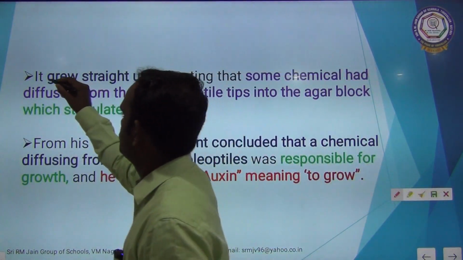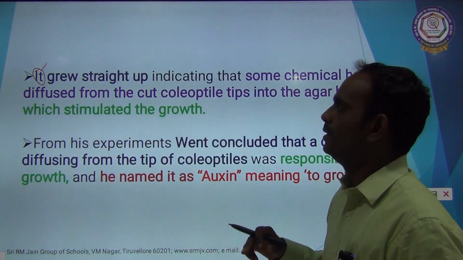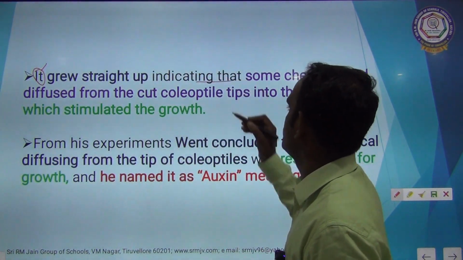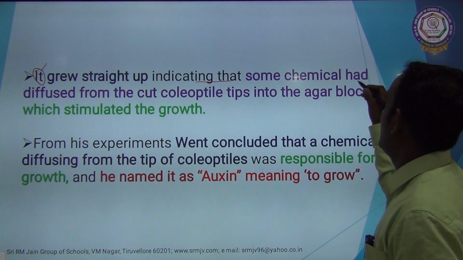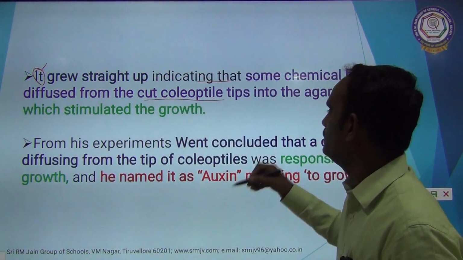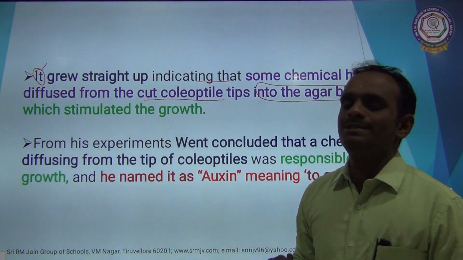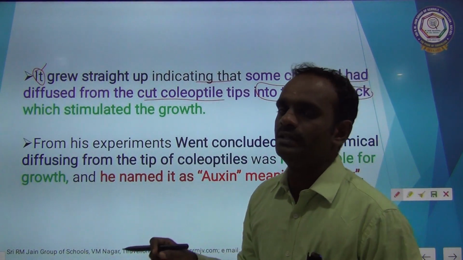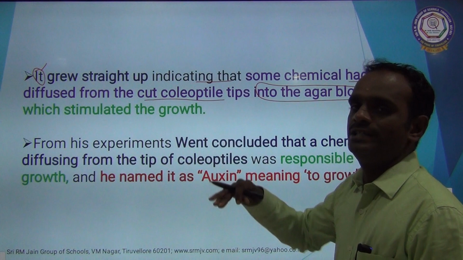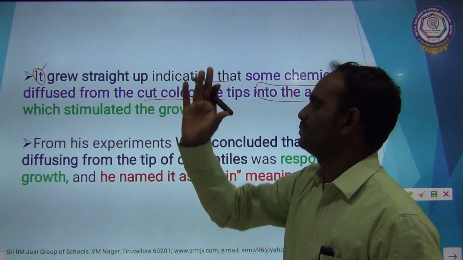It grew. It means the coleoptile, plant shoot system, plumule will grow. It grew straight up, indicating that some chemicals had diffused from the cut coleoptile tips into the agar block. Very, very important: some chemicals present in the tip of the coleoptile diffuse into the agar block. Once we place the agar block on the plant, it shows response.